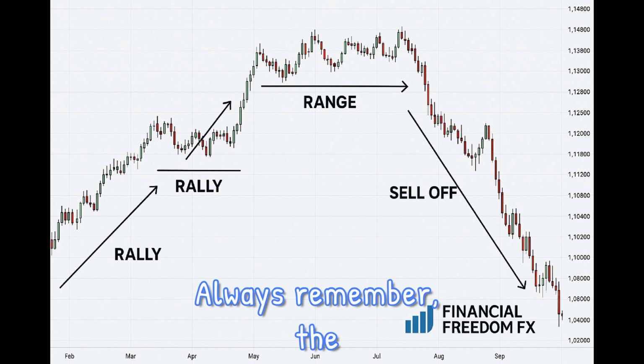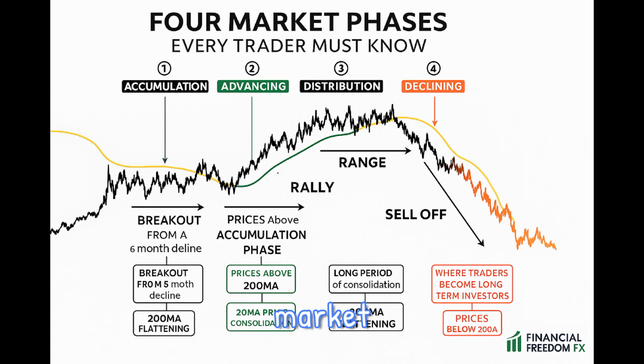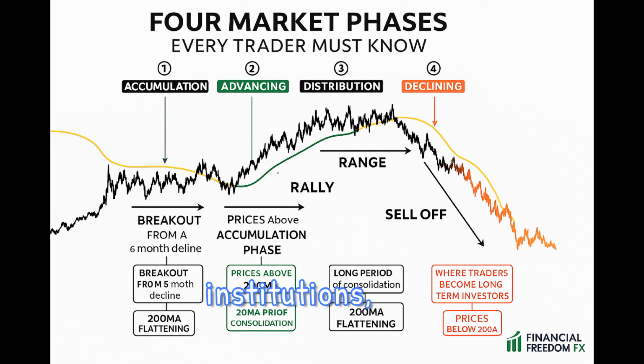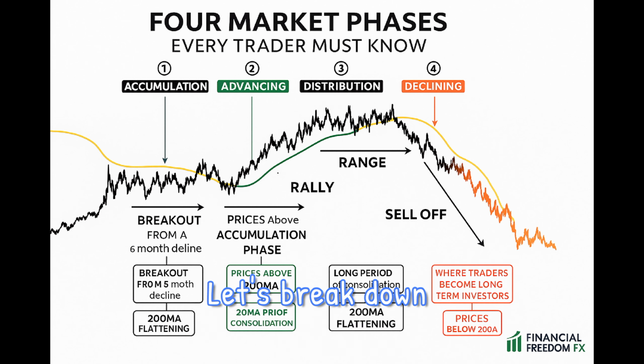Always remember, the market speaks through its structure, not through indicators. The market doesn't move randomly. Every chart, whether in Forex, stocks, or crypto, goes through 4 key market phases: accumulation, advancing, distribution, and declining. These phases are shaped by professional traders, institutions, who enter and exit the market strategically. This visual by Trading with Rayner simplifies what every trader must master to win consistently. Let's break down each phase.